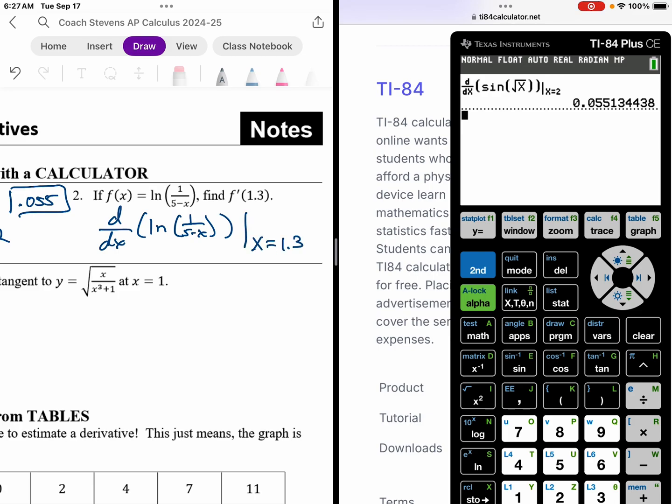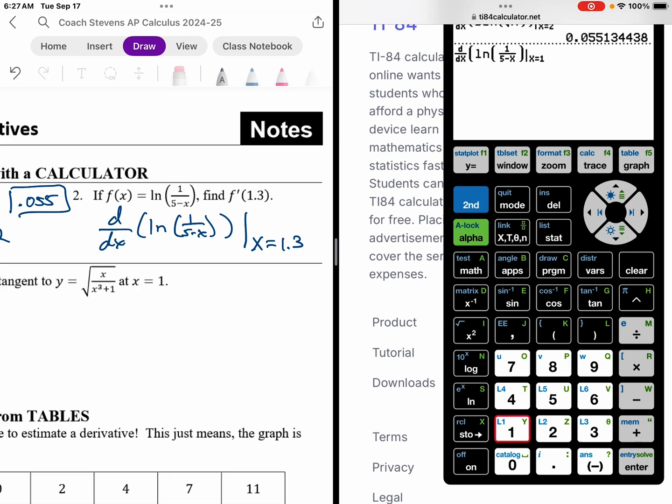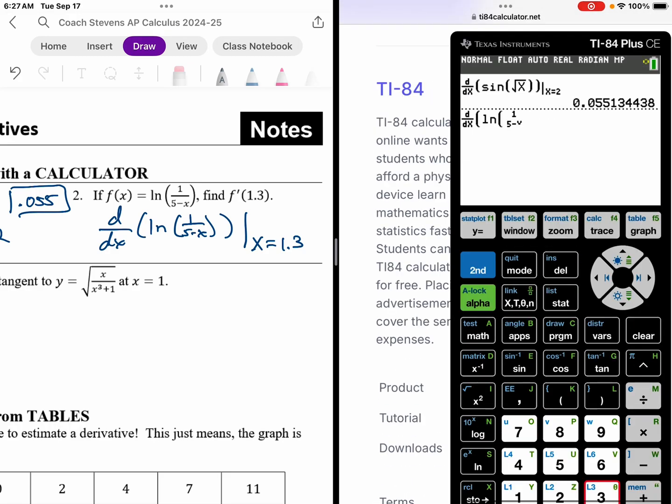So let's create that. Math option 8. Go ahead and stick the x in there. Go ahead and natural log. Let's give me a fraction, and then on top, we're putting the number 1. Arrow down to the bottom. We got 5 minus x. Again, make sure we arrow outside. And then we're going to put in our 1.3 for our value.